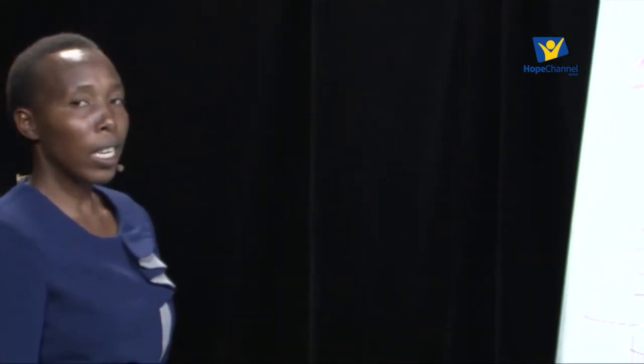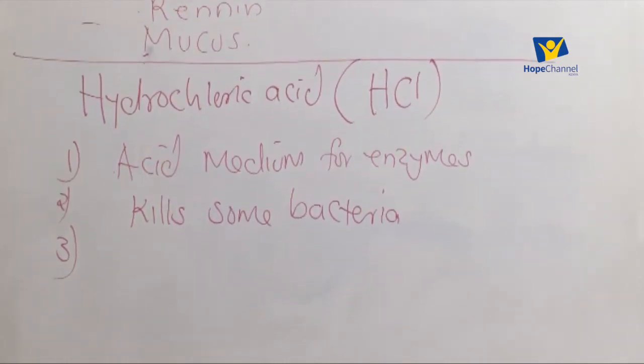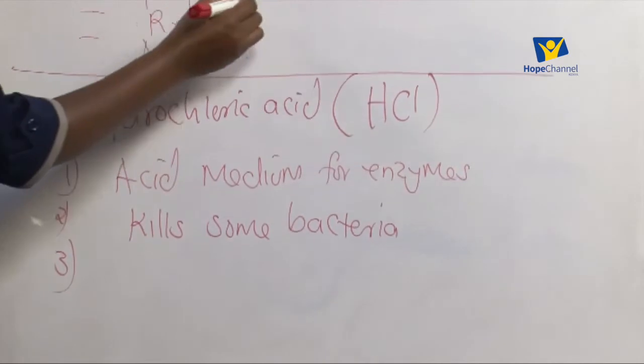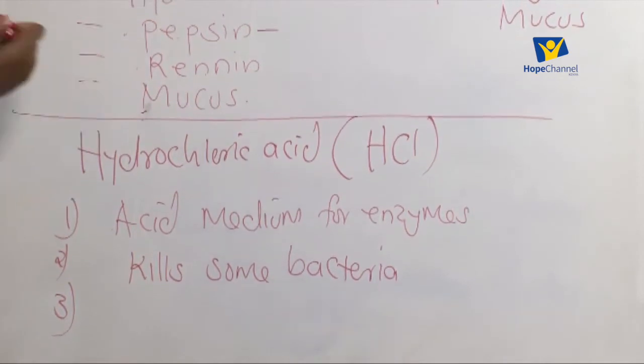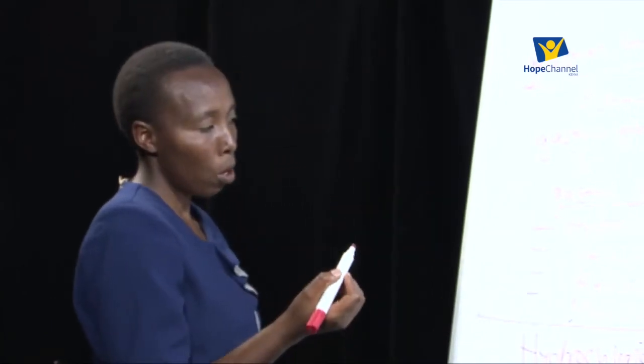And number three, hydrochloric acid activates pepsin and renin. Now, what do I mean by activates? You realize that pepsin digests proteins. Renin digests proteins. And when we talk about pepsin, pepsin is the active part. If the cells producing pepsin produced it in the active form, then pepsin would digest those cells, any part that is protein in nature.